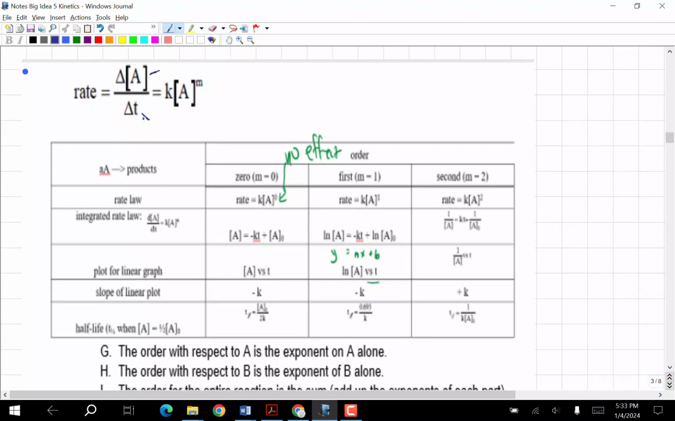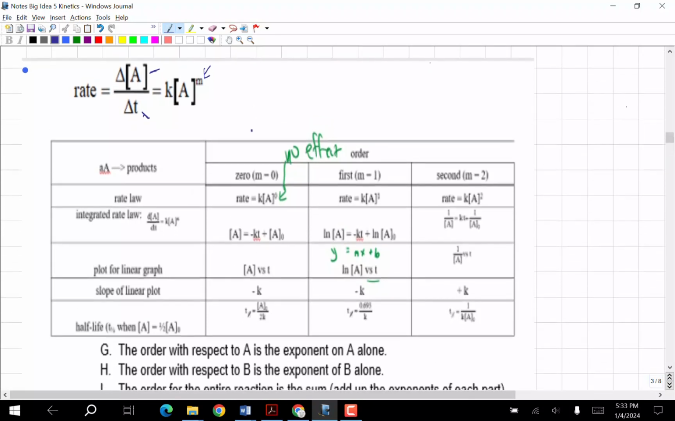And rate is going to equal k[A] to the m. It's annoying how they use all kinds of different exponents here, but that's going to be the exponent that we're looking at. So there are 3 of them. Remember, there's 3 that we talked about. We have 0 order, first order, and second order. See, 0, 1, 2. And if it's 0 order, that means it has to be there, but it really has no effect on the rate.